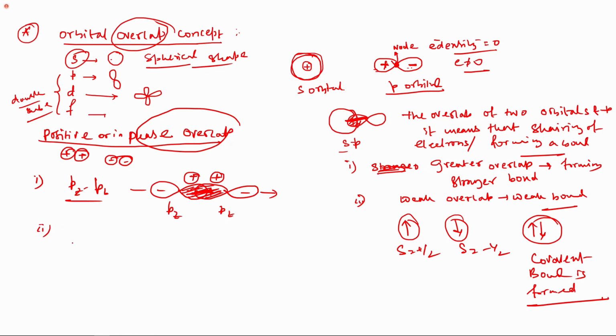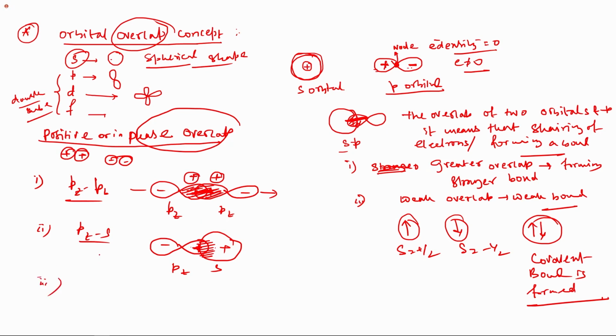Second thing is pz and s, positive, negative. So this is the pz and this is the s. This is positive. So this overlap is forming here. This overlap is forming between these two lobes. This one is positively charged, and this one is also positively charged. So that is the phase overlap.